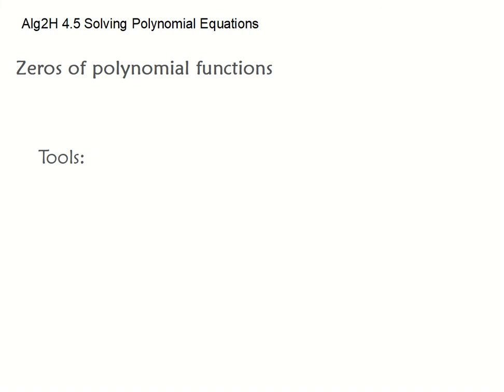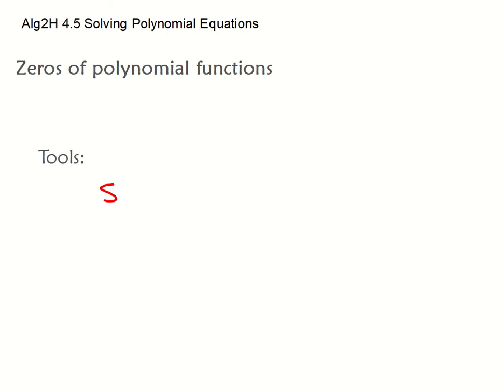So welcome to Algebra 2 Honors, Big Ideas section 4.5, which is solving polynomial equations. So we're looking for zeros of polynomial functions. So far, we have in our tool belt all the tools to solve quadratic polynomials, and those have been from the last chapter.